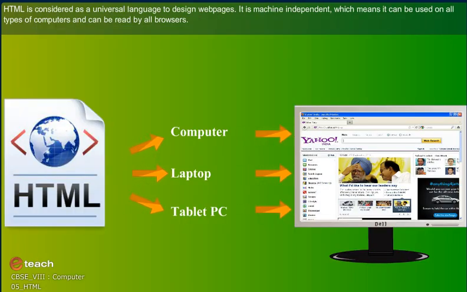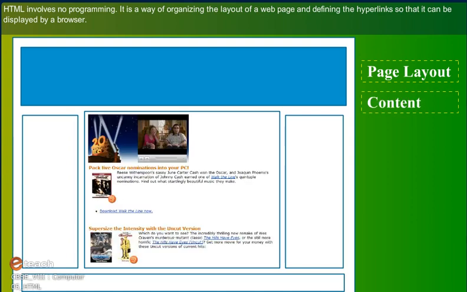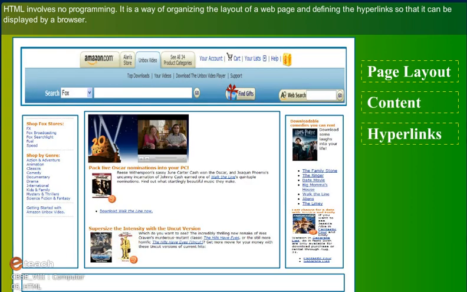HTML is considered a universal language to design web pages. It is machine independent, which means it can be used on all types of computers and can be read by all browsers. HTML involves no programming. It is a way of organizing the layout of the web page and defining the hyperlinks so that it can be displayed by a browser.